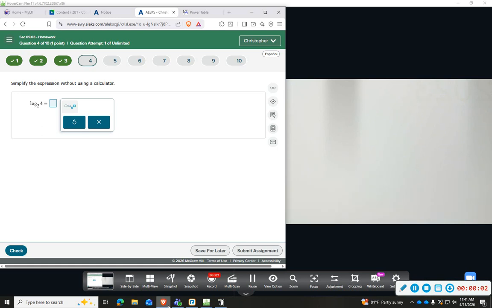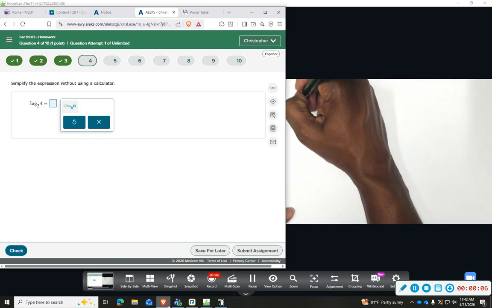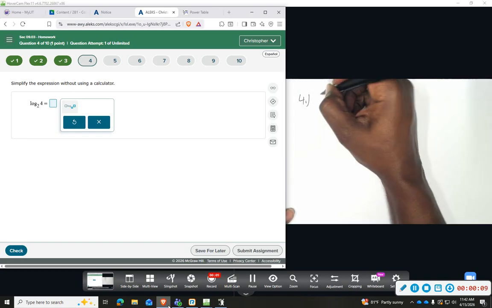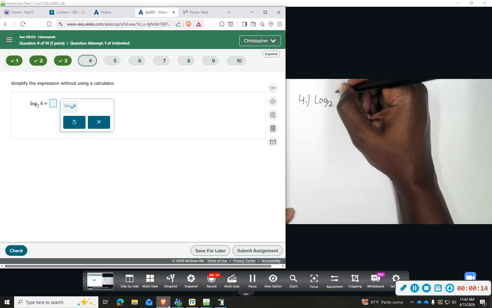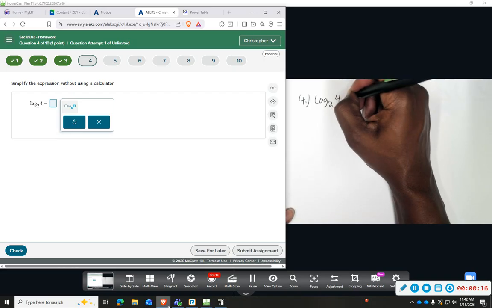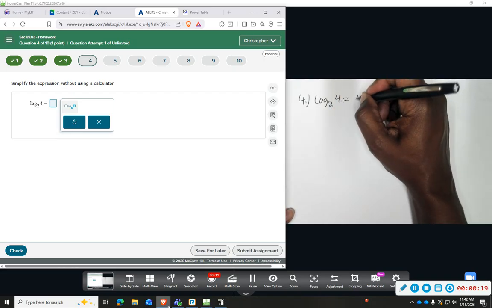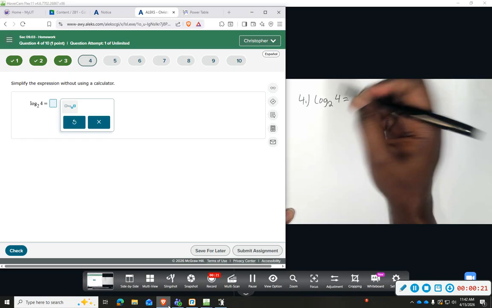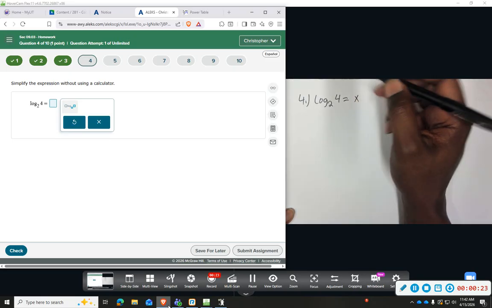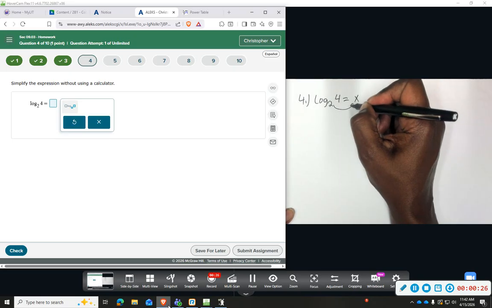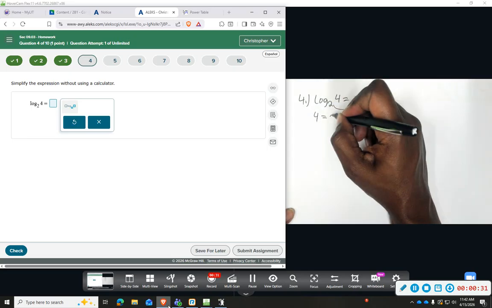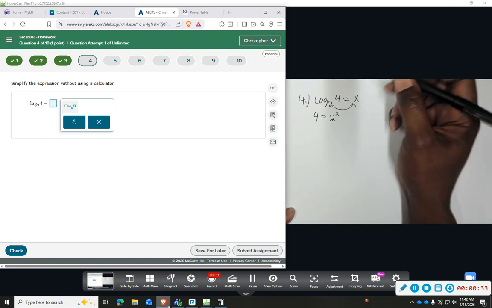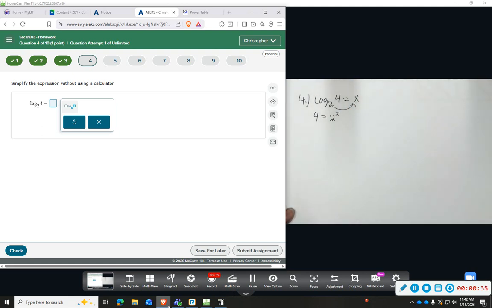All right, number 4, we want to simplify the expression without using a calculator. So we have log base 2 of 4 equals blank. Normally we'll set that equal to x. In order to solve it without a calculator, we need to write it in exponential form. So I'll move the 2 over, and this will become 4 equals 2 to the x power. So 2 to some power equals 4.